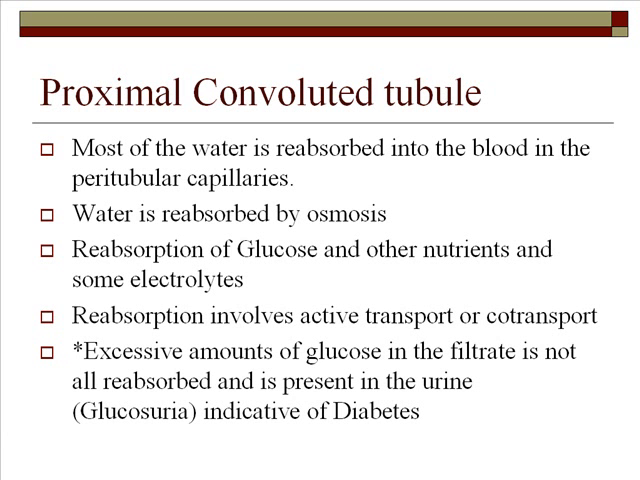Most of the water that is reabsorbed in our system into the blood occurs in the peritubular capillaries. Water is reabsorbed by a process referred to as osmosis, and I know all of you are familiar with the term osmosis now. Reabsorption of glucose and other nutrients and some electrolytes also takes place in this area, the proximal convoluted tubule. And reabsorption of these particular molecules involves an active transport mechanism and also a co-transport mechanism as well. Excessive amounts of glucose in the filtrate are not all absorbed, and then you can see glucose in the urine. Now, glucose in the urine is an abnormality.